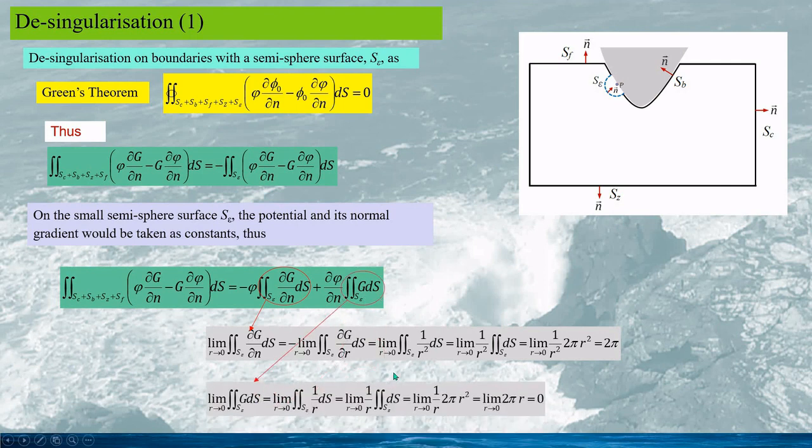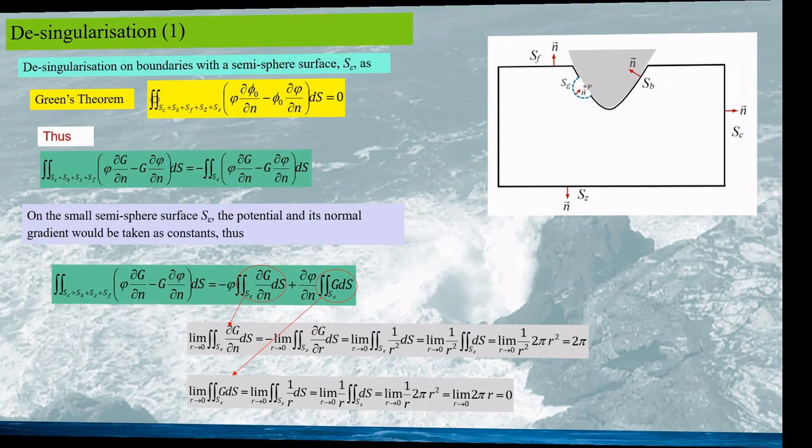And for the second term, a similar method can be used, and this time for a very small semisphere it is 0.